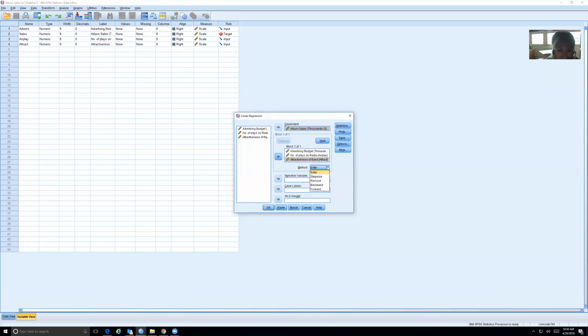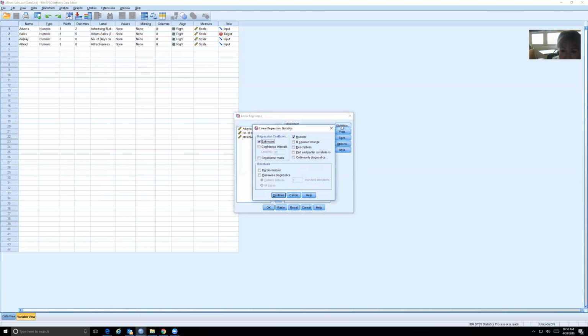SPSS has this really neat method called stepwise. And what SPSS will do is it will look at the correlations, because correlation is related to both regression and ANOVA. You remember we used correlations to decide that maybe we should include a covariate. Kind of the same thing happens here.